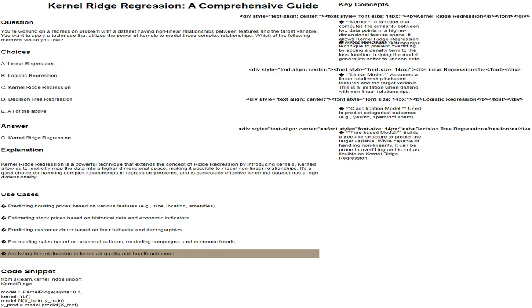from sklearn.kernel_ridge import KernelRidge. model = KernelRidge(alpha=0.1, kernel='rbf'). model.fit(X_train, y_train). y_pred = model.predict(X_test).